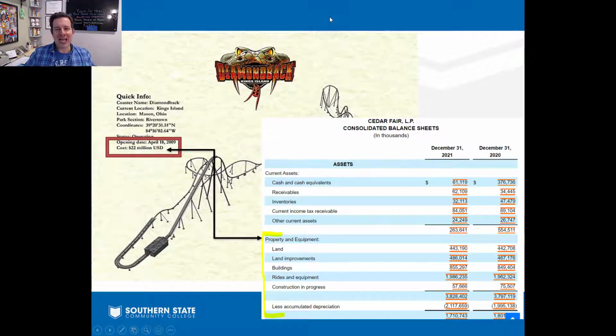So let's go back to Diamondback. Again, my favorite ride at Kings Island. Love me some Diamondback here. It took Kings Island $22 million to get that asset built and to get it ready to be used. You can see right there, it opened in 2009, $22 million. It was our cost of construction there. So we can find that number here in property and equipment in rides and equipment. Somewhere in that $1.9 billion amount is $22 million for Diamondback.